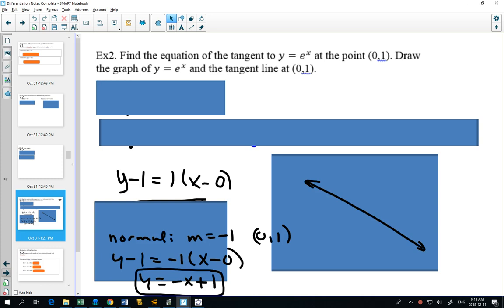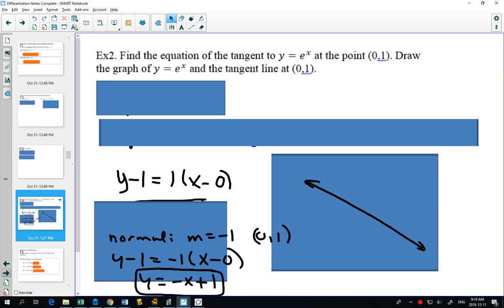Find the equation of the tangent to y equals e to the x at the point 0, 1. So how did we find the equation of a tangent? Right? Well, if we want to find the equation of a tangent line, we're going to need the point and a slope. That's what you need to find an equation of a line. How do we find slopes? We find slopes through our derivative.